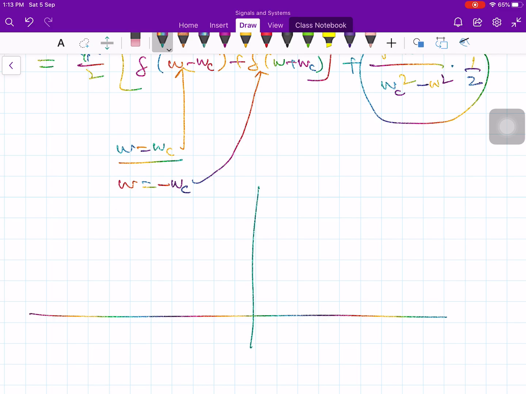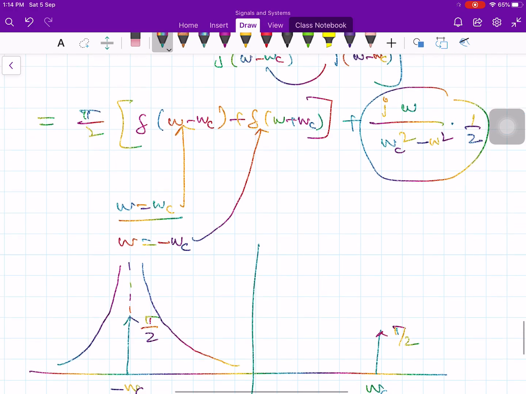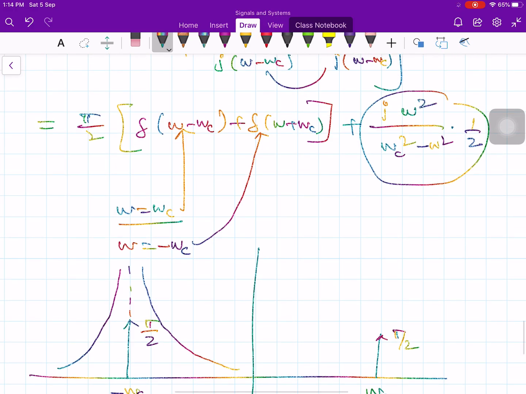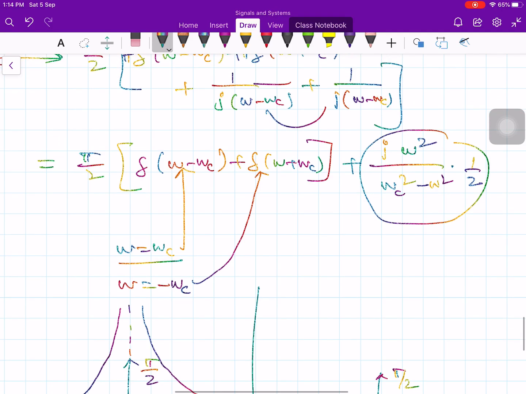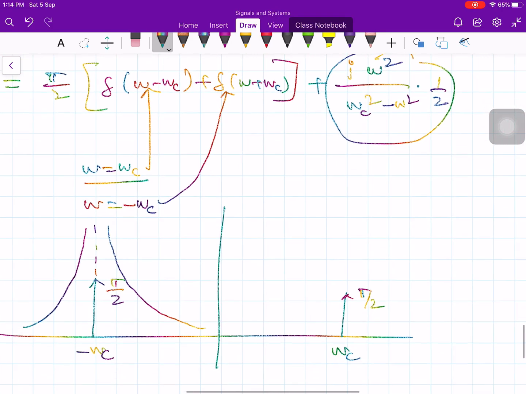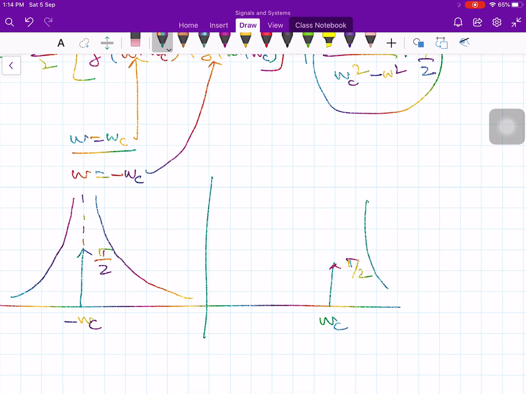At omega c and minus omega c, I have an impulse, and the strength is pi by 2. At minus omega c you have another impulse of pi by 2, and now you have a magnitude plot like this. This corresponds to omega over omega c squared minus omega squared. I'm sorry, this is omega squared. Is it omega squared or omega? I don't know. Check this one. Okay, and here also it goes like this. It's a continuous magnitude.